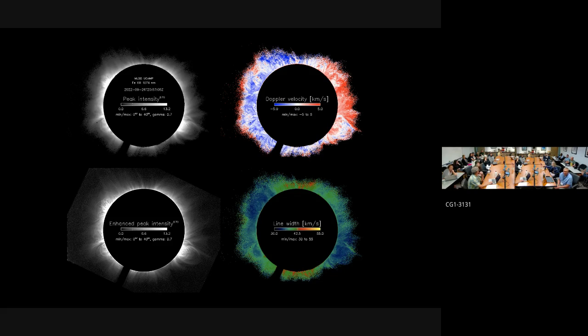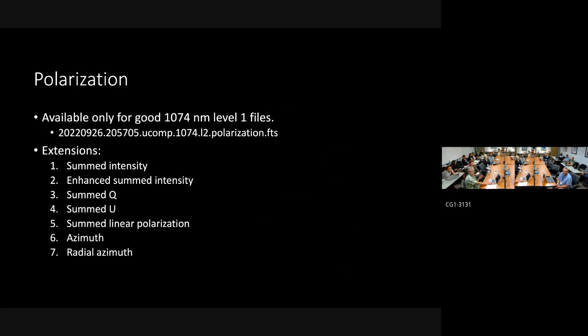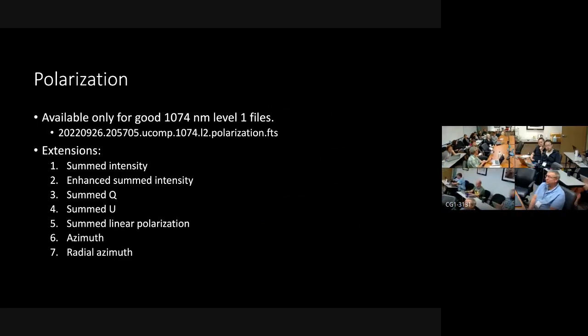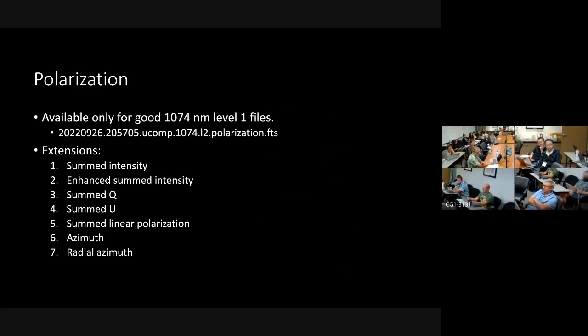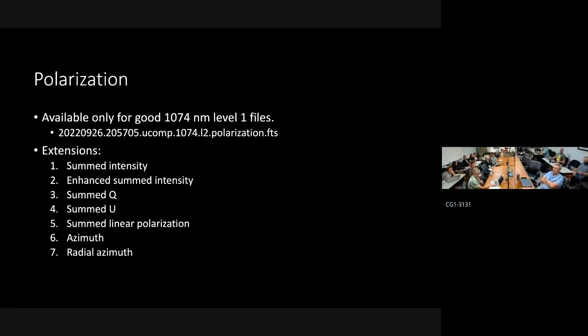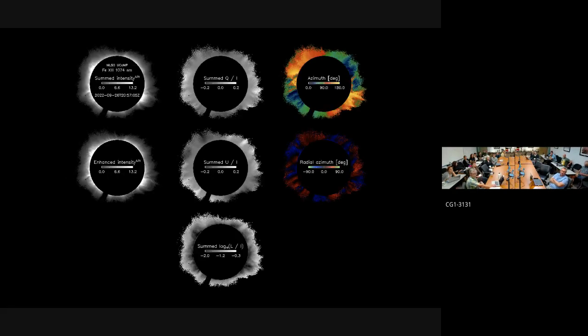Yeah, so if I can just finish here, there's a couple more products that I just want to mention that we have, and then we'll talk about more of these in detail as well. There's a polarization file. Again, this is only for 1074 of the published data right now. I mentioned these before, but you get some intensities, but then you get Q, U, and L, and then azimuth, radial azimuth, and you get a dashboard of what those look like in each of the individual images as well. The FITS file will have Q and U and L, but the images on the quick looks will be normalized by I.